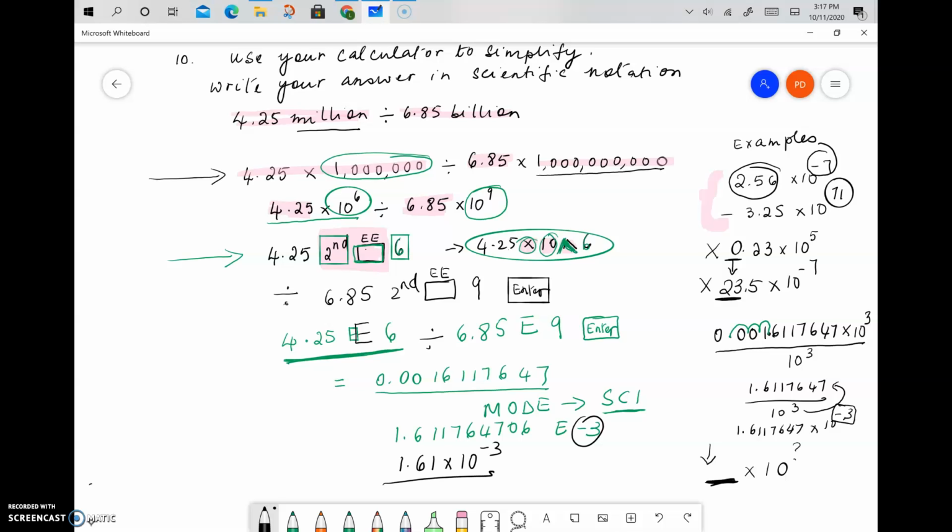But I would say just use your calculator function. It just makes it a lot easier. The only thing that you need to do is round it to 2 decimal place values and write down your final answer.